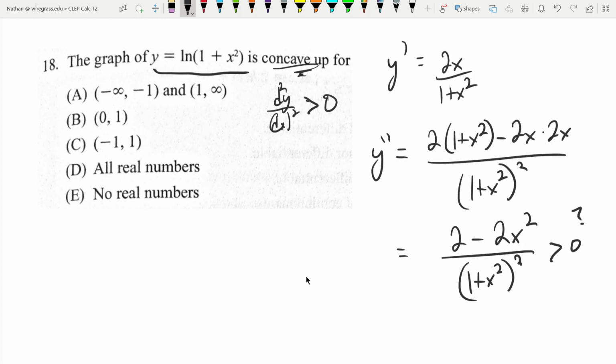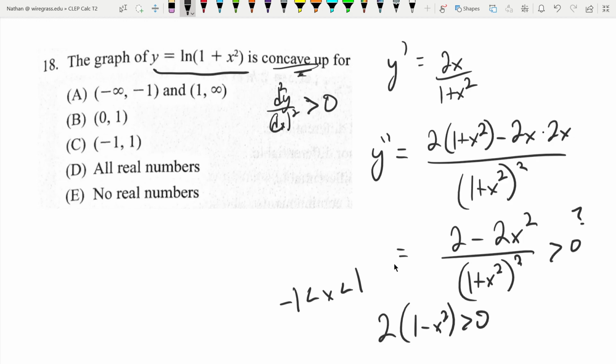So this is the same thing as looking at when 1 minus x squared is greater than 0. Of course, the bottom is positive, so we can really just ask when is 1 minus x squared greater than 0? And that's going to happen when x squared is less than 1. Well, that only happens when x is between -1 and 1.